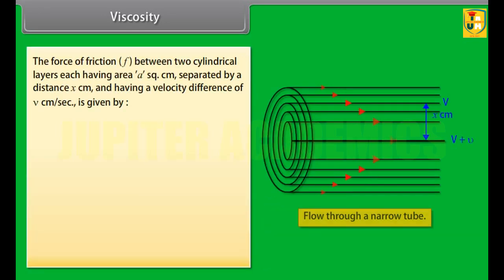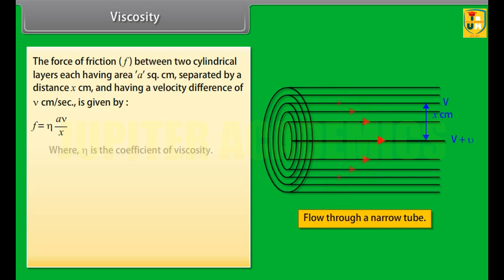The force of friction F between two cylindrical layers, each having area A square centimeter, separated by a distance x centimeter and having a velocity difference of nu centimeter per second, is given by F is equal to eta A nu by x, where eta is the coefficient of viscosity.